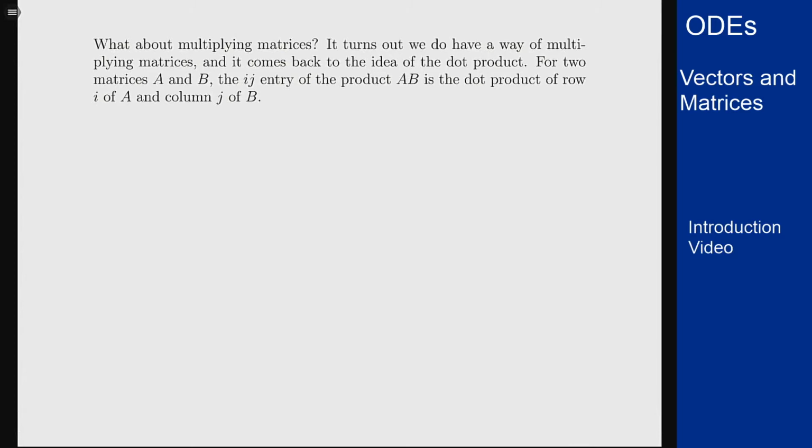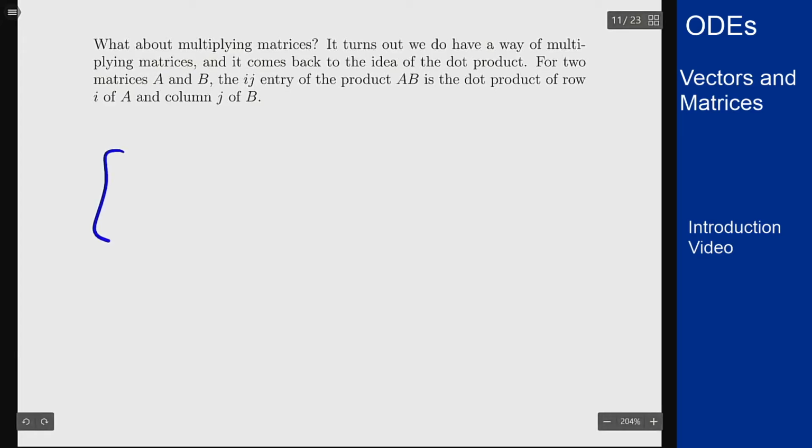What about multiplying matrices? Well, it turns out that we can actually define a way to multiply matrices that makes sense. This actually comes from the idea of linear transformations of vectors as matrices, but it falls back to our dot product. The idea being that the ij entry of the product, AB, is a dot product of row i of A and column j of B. What does that look like?